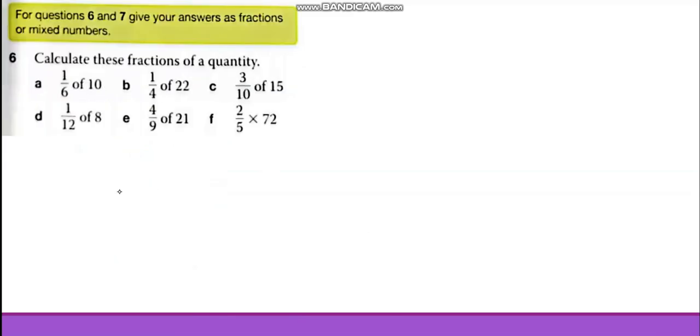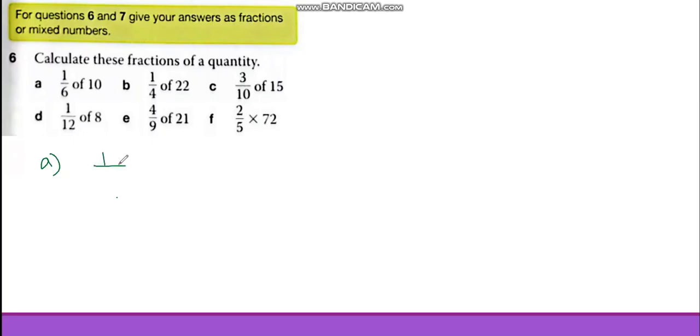In question number 6, they want us to calculate these fractions of the quantity, but we have to write our answers as fractions or mixed numbers. Sometimes we will not get a whole number, so we don't need to write down decimals. We just have to convert our answer into fractions or mixed numbers.